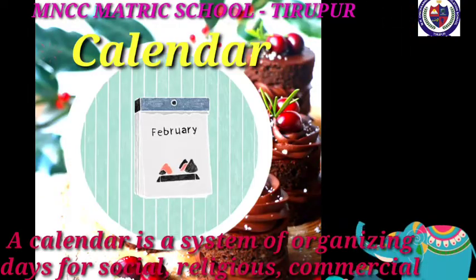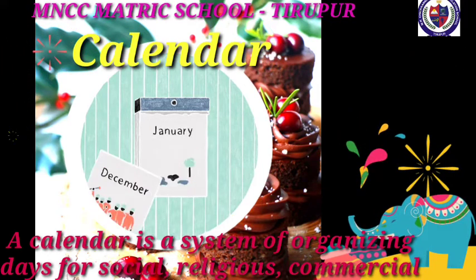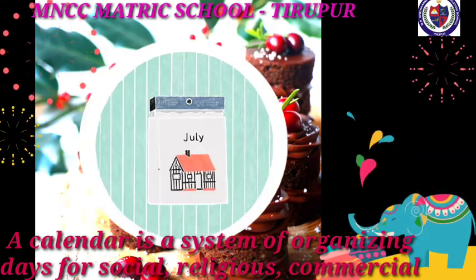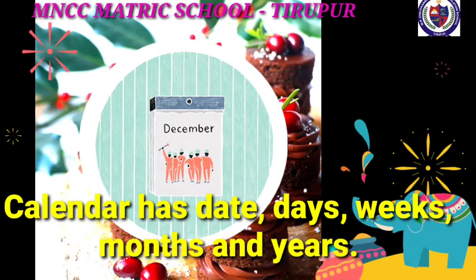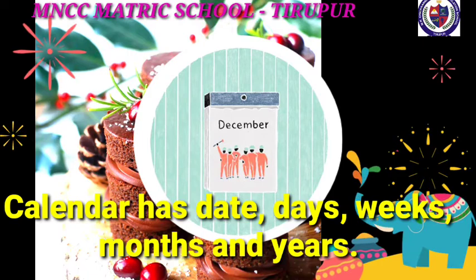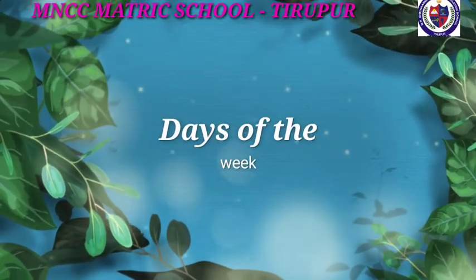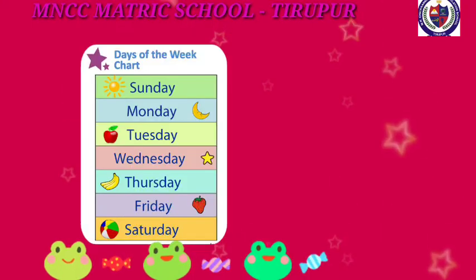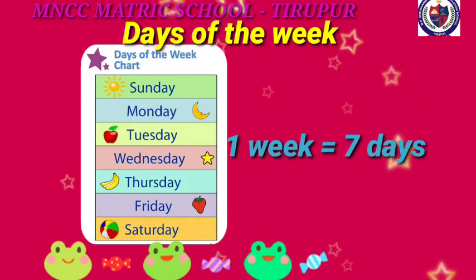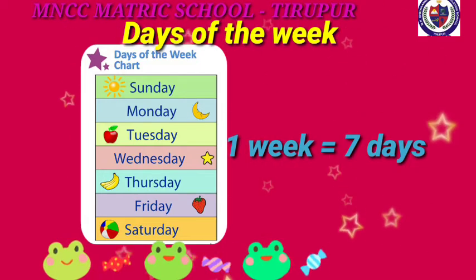Our next topic is calendar. It is a system of organizing days for social, religious and commercial purposes. With the help of a calendar, we may know the date, days, weeks, months and the year. Let us learn the days of the week. Sunday, Monday, Tuesday, Wednesday, Thursday, Friday and Saturday. The 7 days make 1 week.